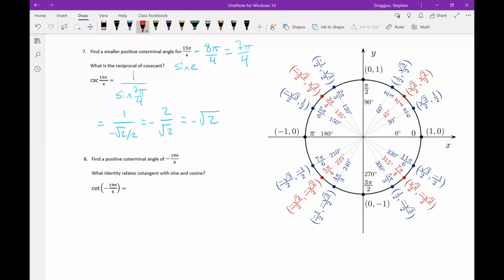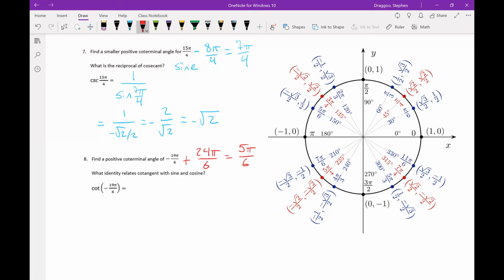Problem 8, finding a positive coterminal angle of negative 19 pi over 6. Here's where we'd want to add 2 pi, but adding 2 pi won't be quite enough. So instead we're going to add 4 pi to add 2 full circles to come around to a number that is positive. So I'm going to want to add 24 pi over 6, giving me 5 pi over 6.